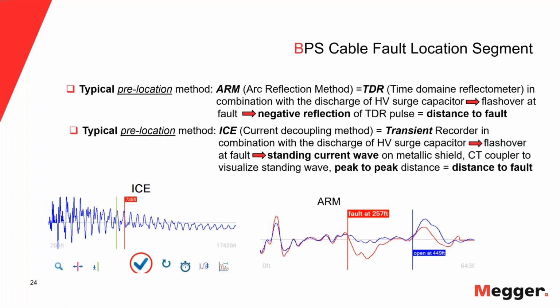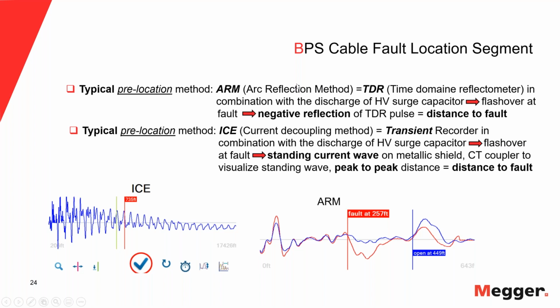So I will show you here the prelocation methods. We typically use 2 prelocation methods. One is what we call the arc reflection method, using the TDR. And TDR stands obviously for time domain reflectometer because it measures the reflections in the time domain. And that allows us with a velocity to calculate the distance. It's not a distance meter, it's a timing meter, so to speak. But with a known velocity, we can calculate the distance to the fault.